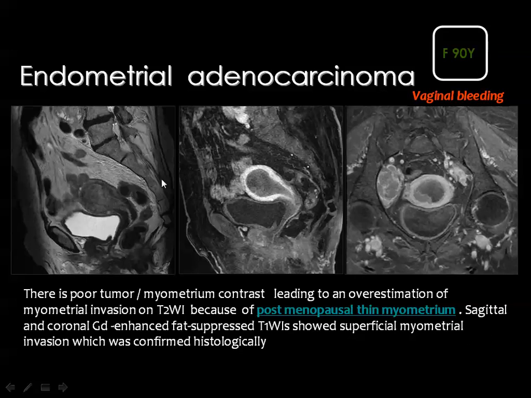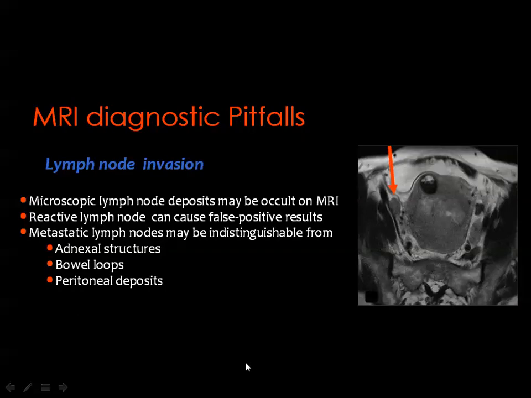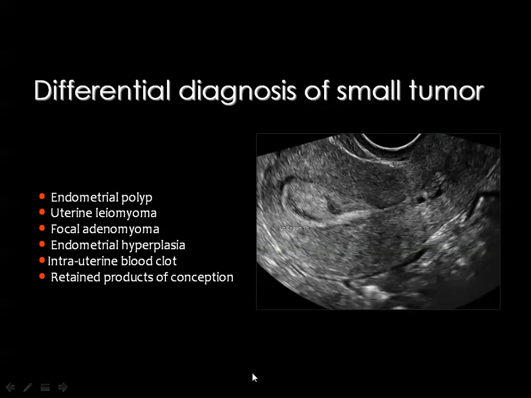Then this is an endometrial cancer in a female 90 years old, and you can appreciate the tumor. This is a T2 weighted image, but you cannot say for sure how much the myometrial invasion is. And by the enhancement, then you can appreciate the tumor separable from the enhancing myometrium. Lymph nodes have the criteria of size, as you all know, and they may be mistaken for adnexal structures, bowel loops, or peritoneal deposits.